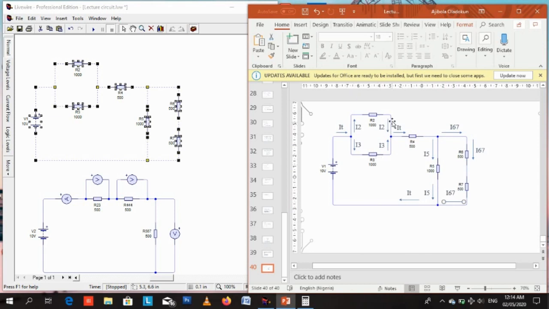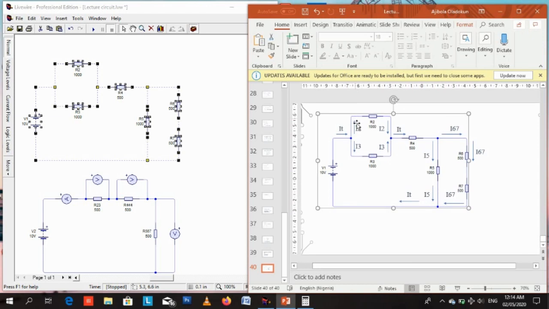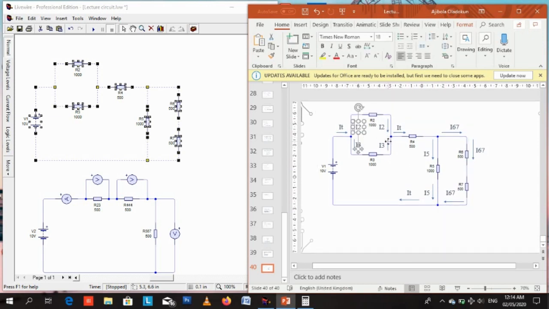So total current IT initially split up to form I2 and I3. I2 and I3 join together to form IT, total current, once again. Total current split up to form I5 and I67. Now they've joined back together to form total current.